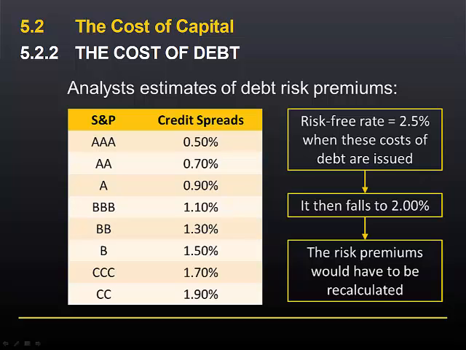There is one further problem. Because these credit spreads are expressed as percentages, they could be confused with outright costs of debt. So instead, analysts usually issue credit spreads in terms of basis points, where a basis point is 1/100th of a percent.